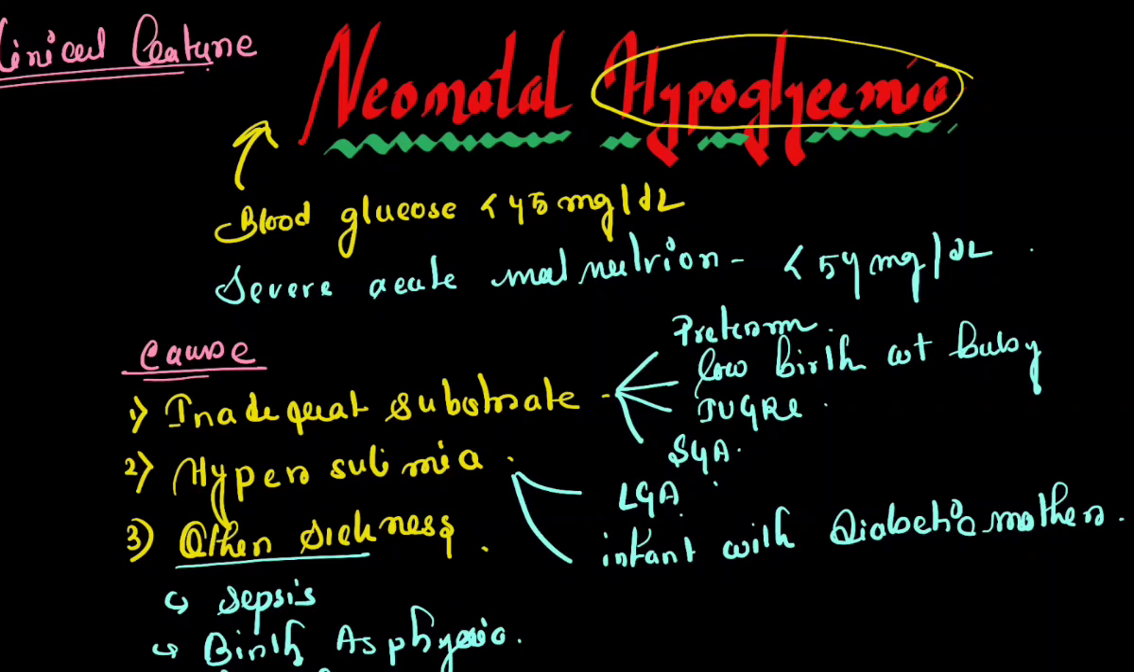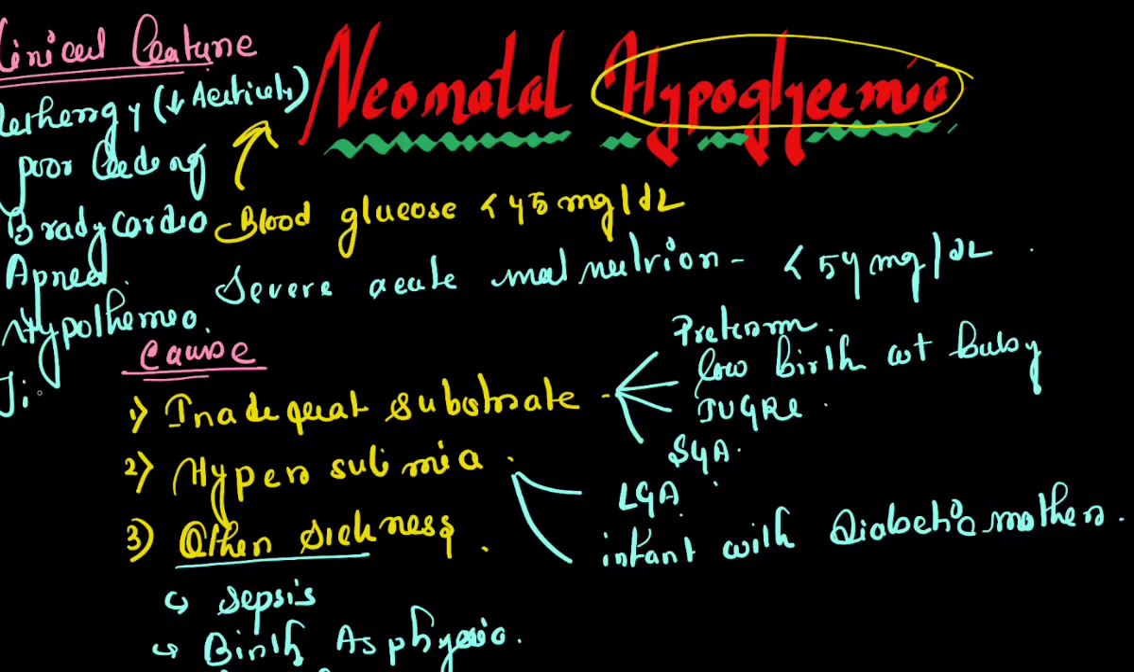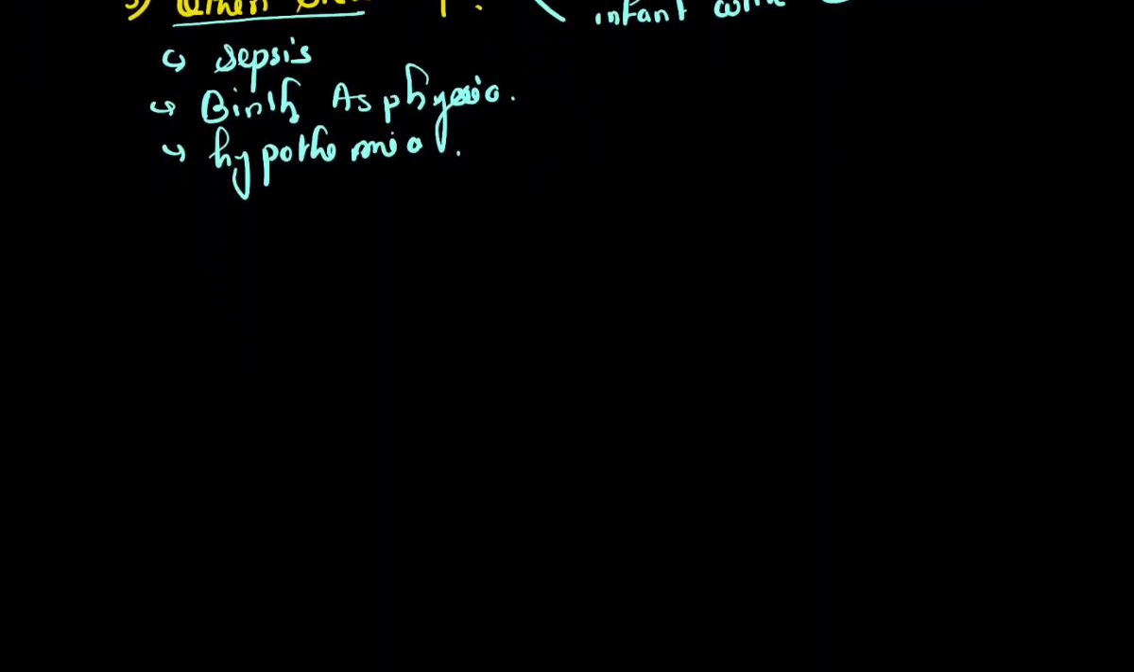Now I discuss the clinical features of neonatal hypoglycemia, that are lethargy, that means decreased activity. Next, poor feeding, bradycardia, apnea, hypothermia, jitteriness, that means nervousness, and last, seizure.